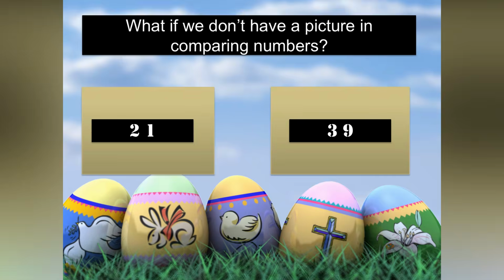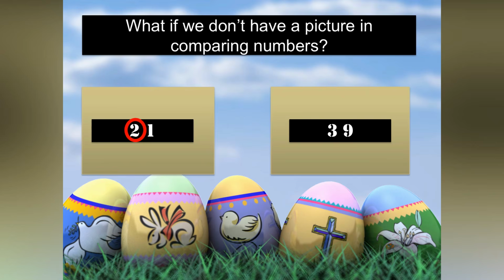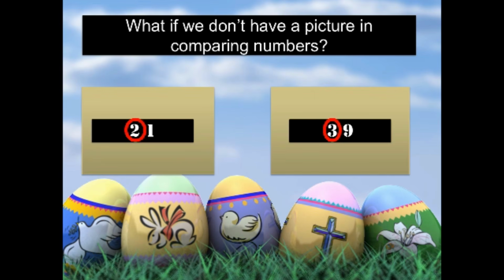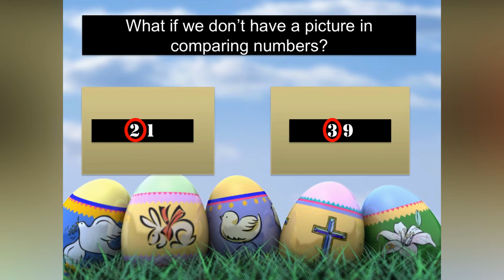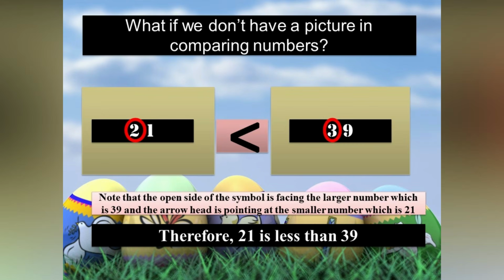What if we don't have picture to look in comparing numbers? Let's compare 21 and 39. In this example, you will compare the number from the left. Which is bigger, 2 or 3? Correct. 3 is bigger. Therefore, 21 is less than 39.